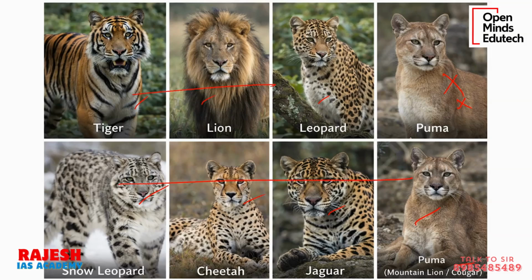In India you will not see the puma. Also, the jaguar you will not see in India. In India you will see tiger, lion, leopard, snow leopard, and cheetahs, which, as we have seen in the previous class, went extinct. Now we are importing them from Africa.